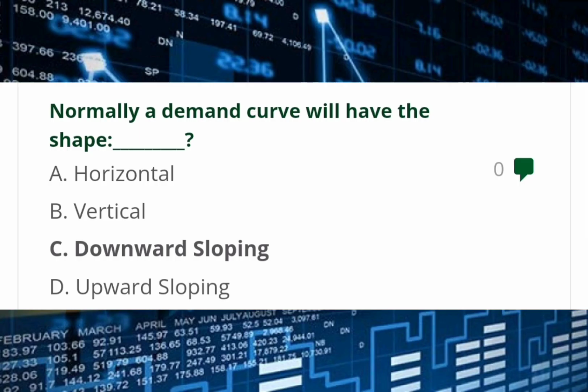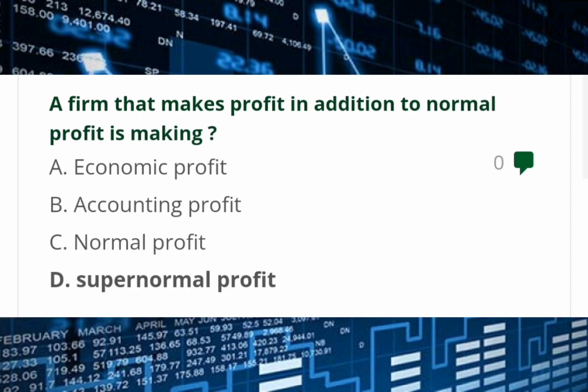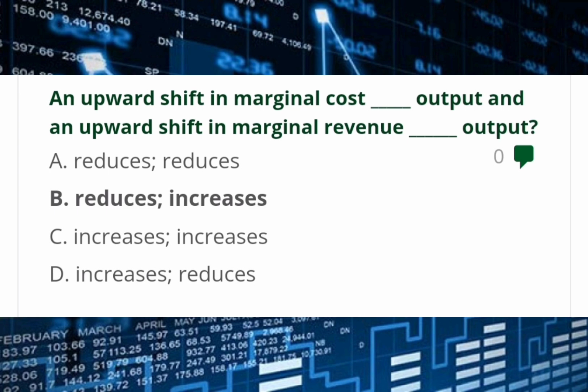Normally, a demand curve will have the shape dash. Answer C, downward sloping. A firm that makes profit in addition to normal profit is making dash. Answer D, supernormal profit. An upward shift in marginal cost dash output and an upward shift in marginal revenue dash output. Answer B, reduces and increases.